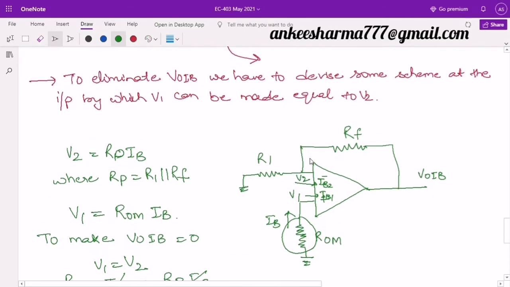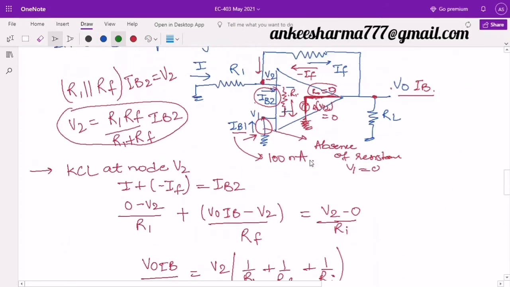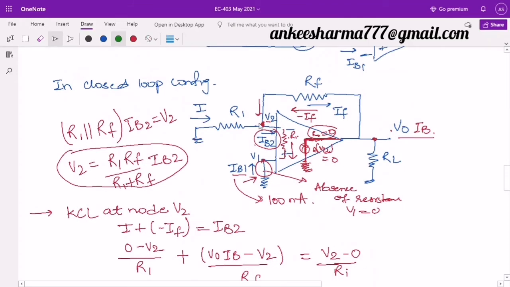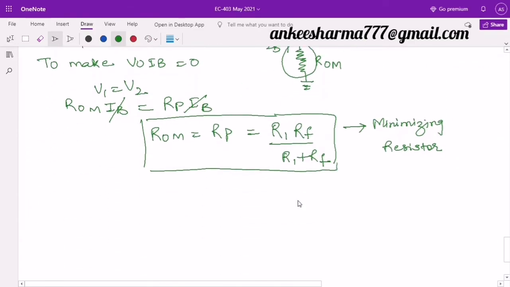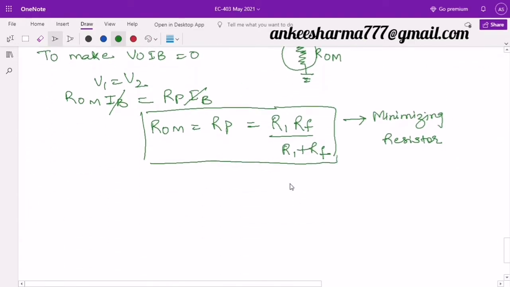The effect that was coming on V2, if you see this diagram, the effect coming on V2 due to this IB2 because of this RF also, this has been overcome by the addition of one resistor over here which was absent earlier. So now we have added this resistor ROM which has overcome it, and that's why it is also called the minimizing resistor, right? So now the third one that we will discuss today is the input offset current.